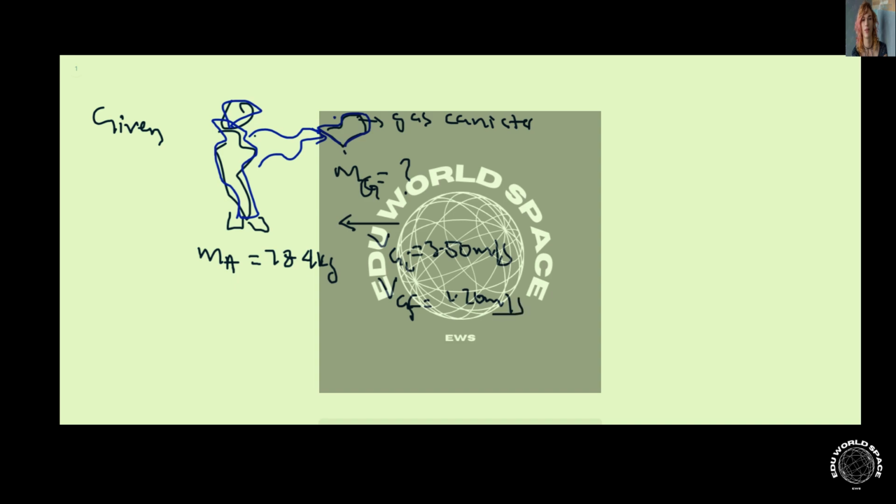Remember, the initial velocity of the astronaut happens to be 0 meters per second. Once she pushes the canister, she develops some kind of final velocity, and the final velocity of the astronaut is 2.40 meters per second. So our goal is to find the mass of the gas canister.